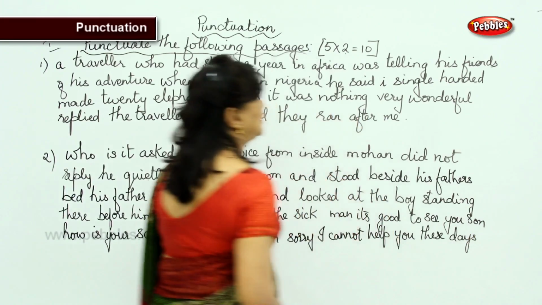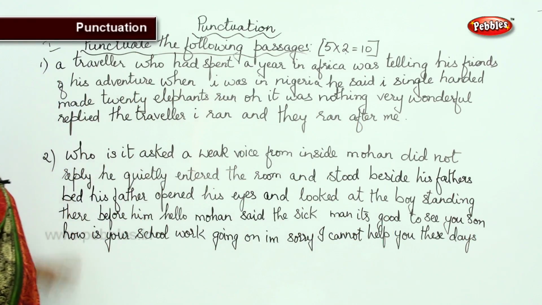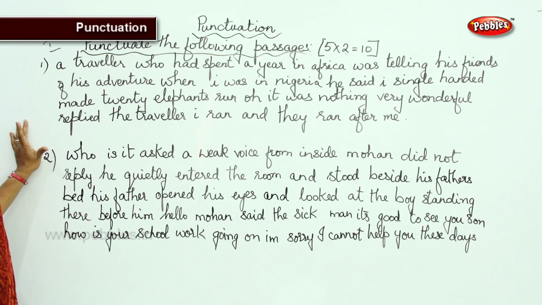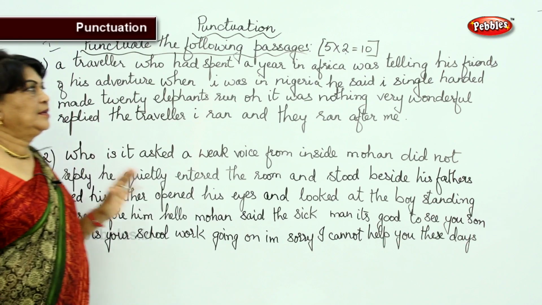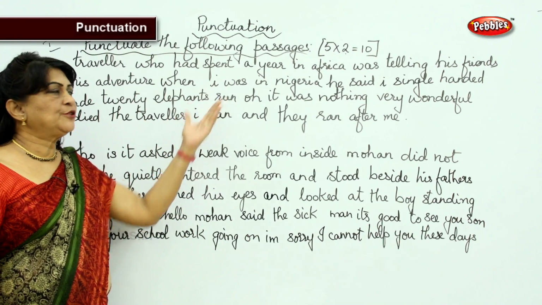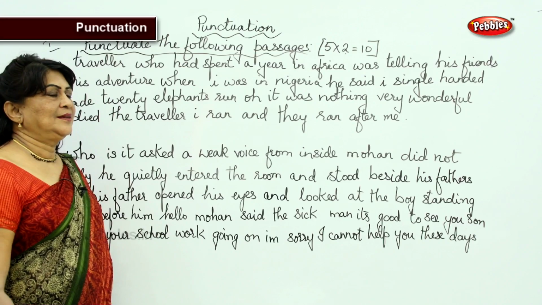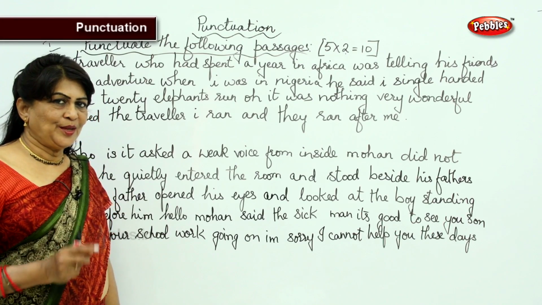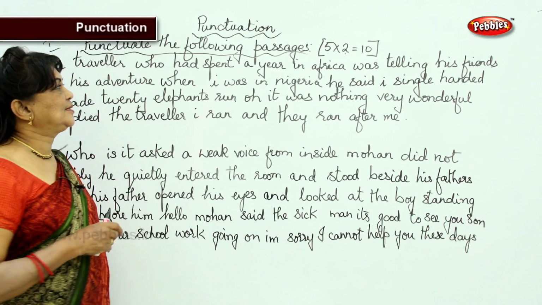Okay, does it make any sense to you? I've given you two passages. Each passage carries 5 marks, and there are two passages, 5 into 2, 10 marks. Let's see whether you become a star or a superstar.